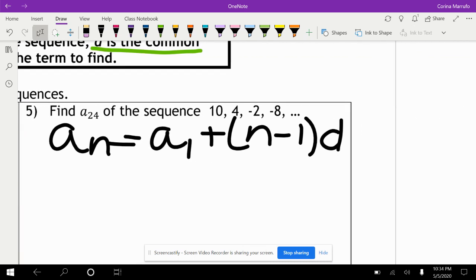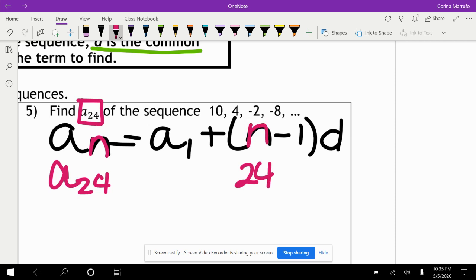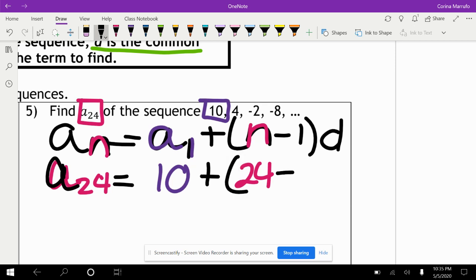All right, so a sub n, they want us to find the 24th term in the sequence. So I'm going to put a sub 24. And you don't want to be adding or subtracting a number 24 times. That is just way too much. So instead of n, we're going to plug in 24. Remember, a sub 1 stands for the first term in the sequence. So the first term in the sequence here is 10. So we are looking for the 24th number is equal to 10 plus our n, which is 24, minus 1.